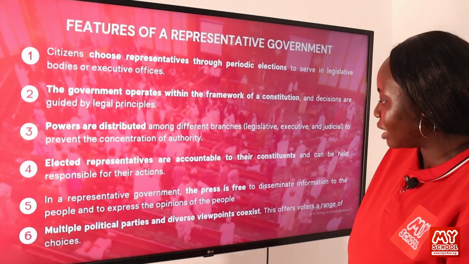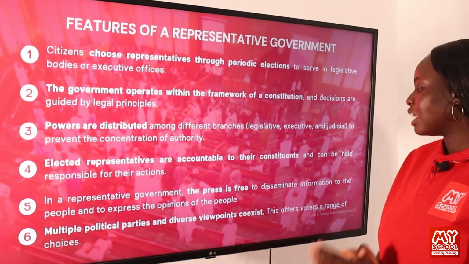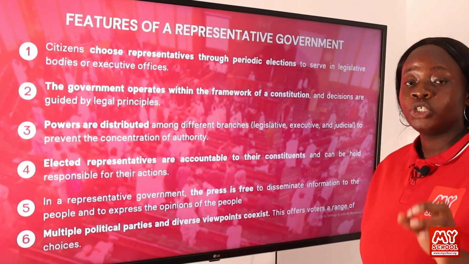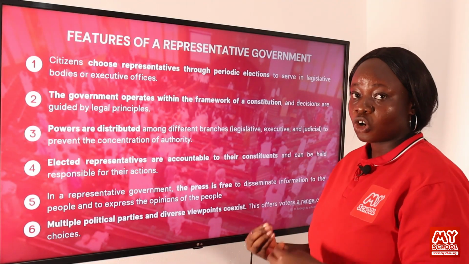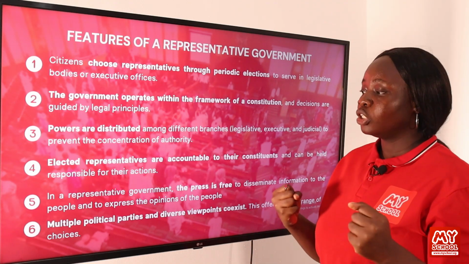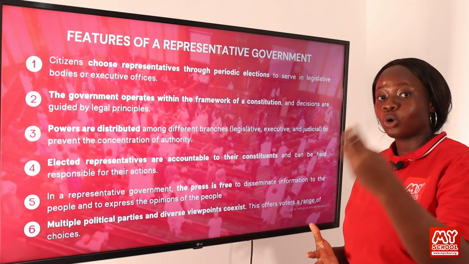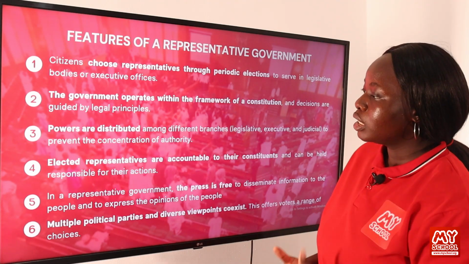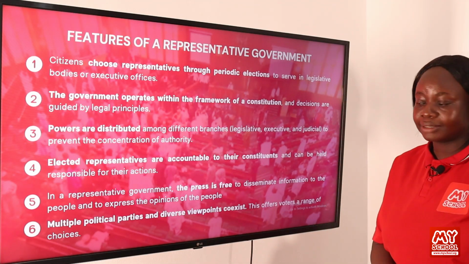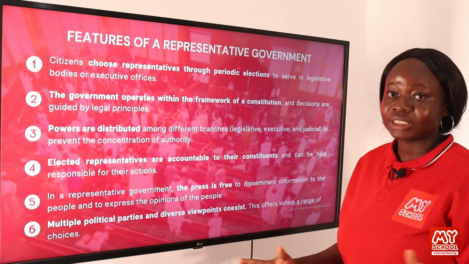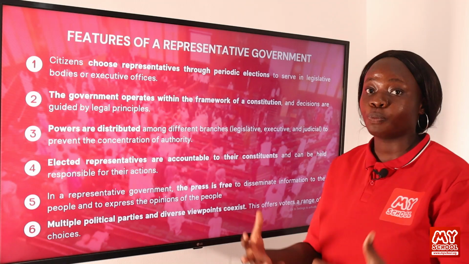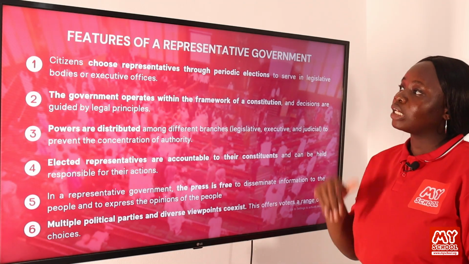In a representative government, the press is free. They are free to disseminate information to the people and to express the opinions of the people. So, in order to ensure accountability in the government, the press has to be free to criticize the government as they choose, in order to ensure that they are accountable and in order to educate the citizenry. So another feature is that multiple political parties and diverse viewpoints coexist. So this offers voters a range of choices. There have to be so many different political parties, and they have to be able to express different viewpoints in a representative government. Now let's move on to the next slide.